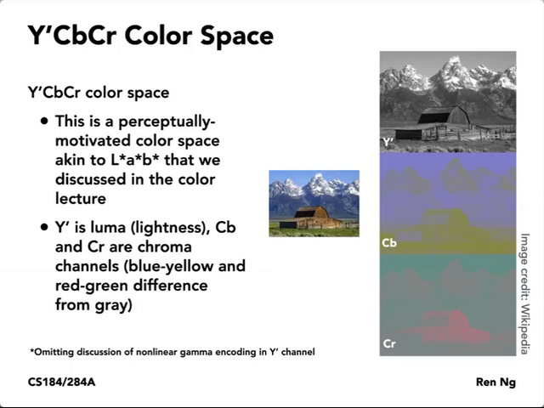In this Y prime CBCR space, Y prime is luma, which is very similar to luminance or lightness. CB and CR are chroma channels. They're along a blue-yellow axis and a red-green axis, as different from gray. And they're very similar to A star and B star in flavor, although the mathematics underlying them is a little bit different, okay? But if you took this color RGB image here and you broke it, this is what Y prime, CB, and CR might look like if we break it up and try to visualize the individual channels.